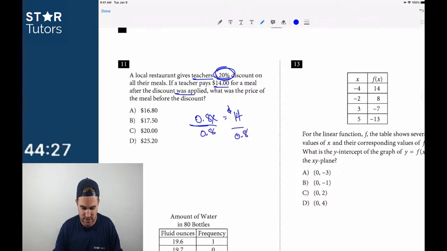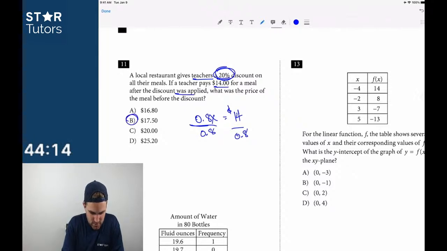This is one where I'm going to use my calculator. 14 divided by 0.8 is 17.5. Okay.